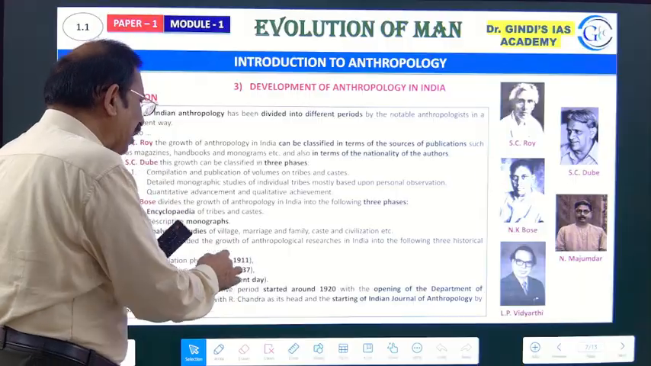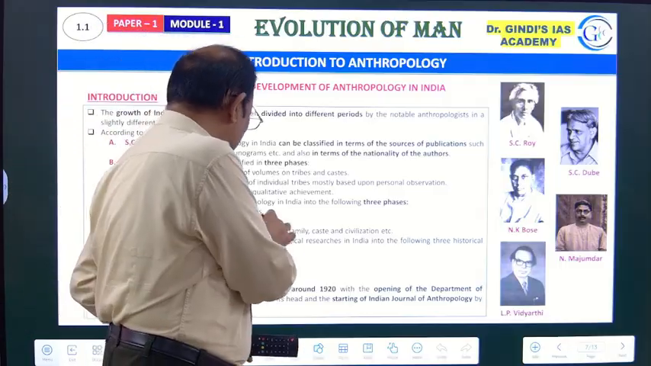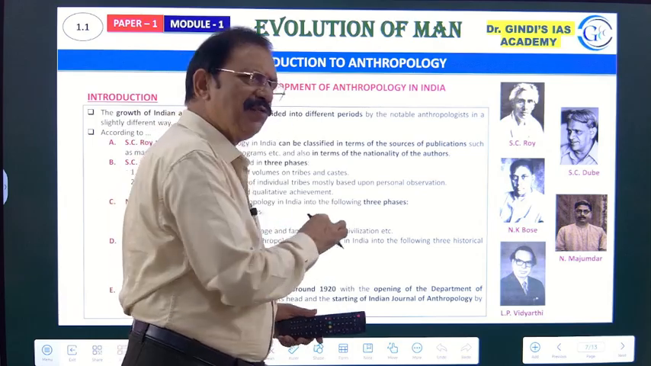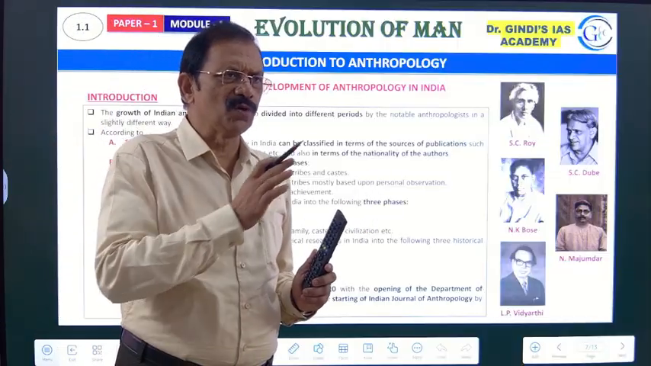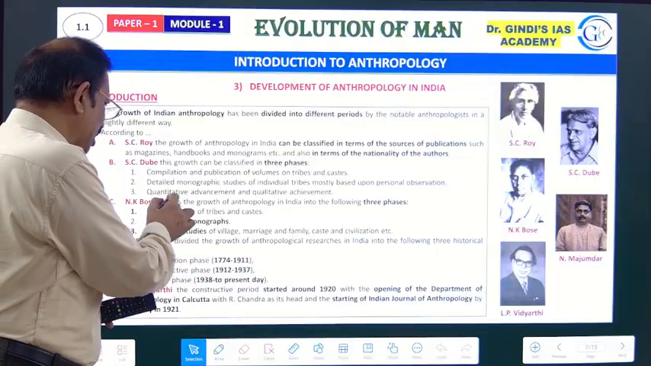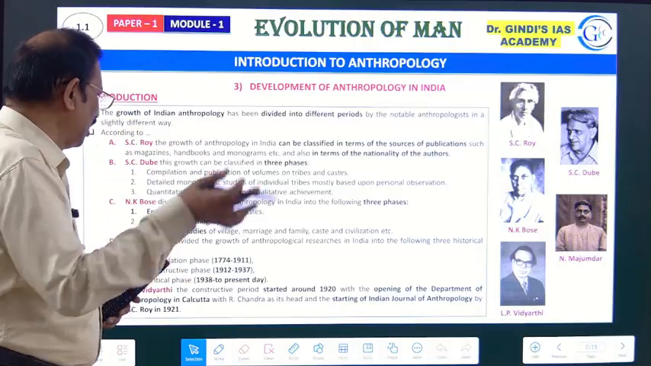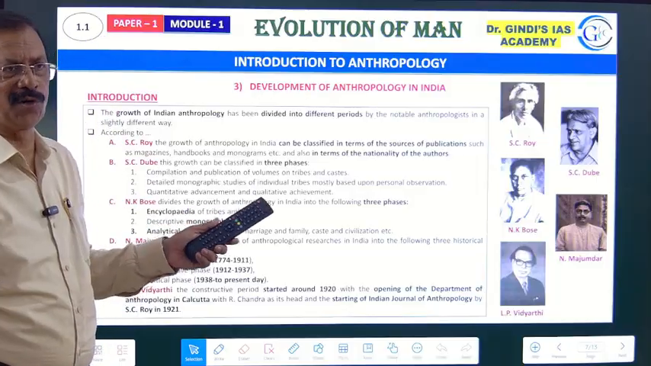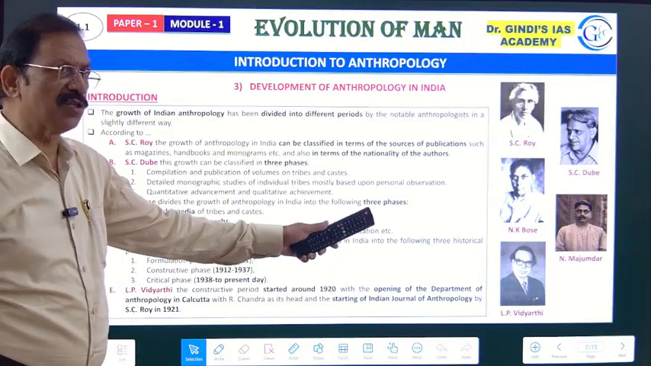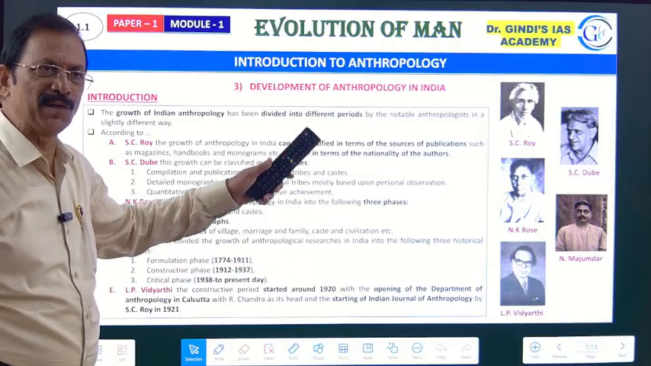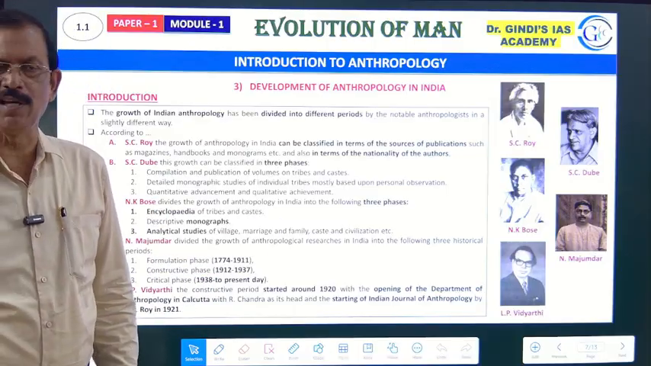Third stage, analytical study. Then they conducted the studies on villages. They conducted the studies of marriage and family, caste, civilization. All these are parts and parcels of society. These are called social institutions. So like this, previously in the initial stages, encyclopedia of tribes and caste, this information was gathered. After that, descriptive, everything they described in detail. Third stage, analytical, they tried to analyze the various social organs, caste, marriage, kinship, everything. These are the social organs. So like this, N.K. Bose analyzed the development of anthropology in India.